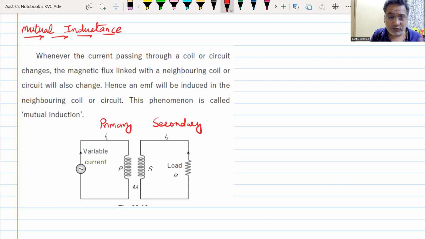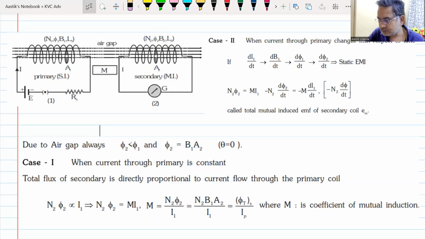Whenever there is a current flowing in the first coil, there is a flux linked in the same coil. This phenomenon is known as self-inductance. Whenever current is changing in the first coil and an EMF is induced in the secondary coil, this phenomenon is known as mutual inductance. Do we understand this? Yes, sir. I'll give you 1 minute to note it down.